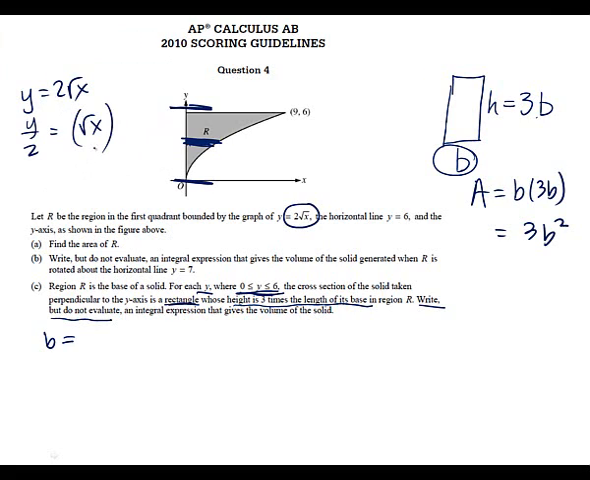How do I undo the square root? Square it. So we got to square this side. So we have y squared over what? 4. That's our function, right? We just renamed our function in terms of y. All right, so my base is y squared over 4. Okay?